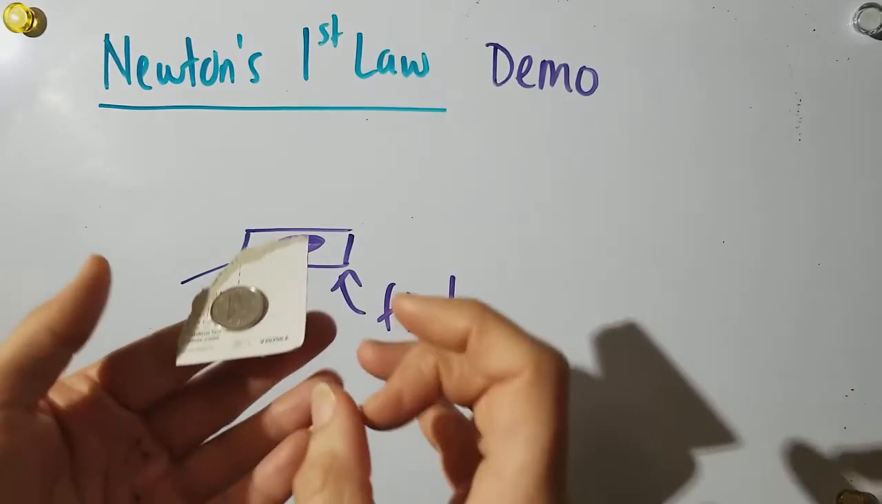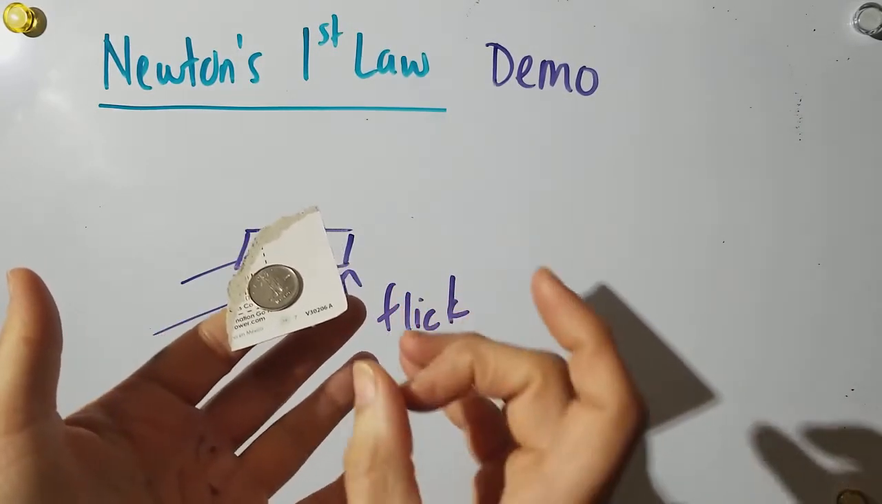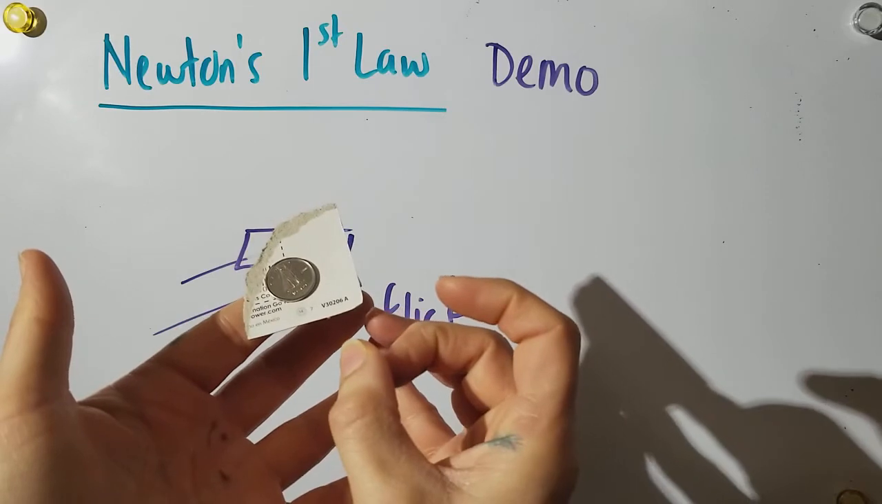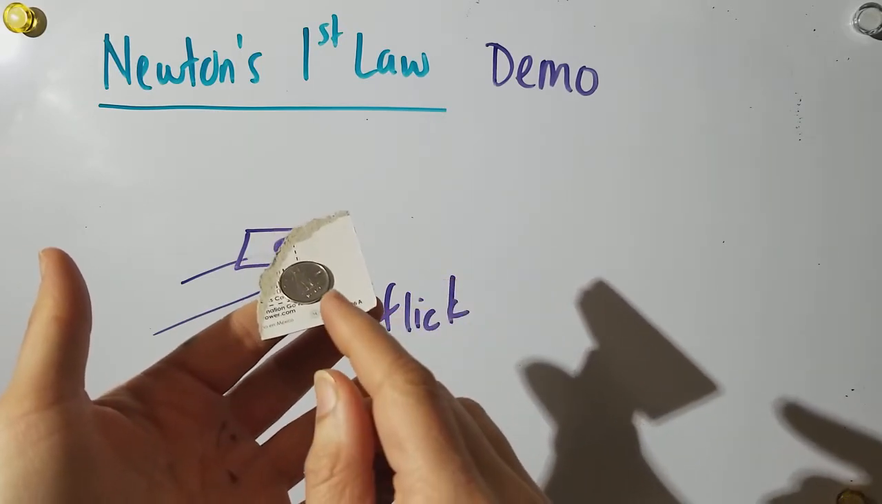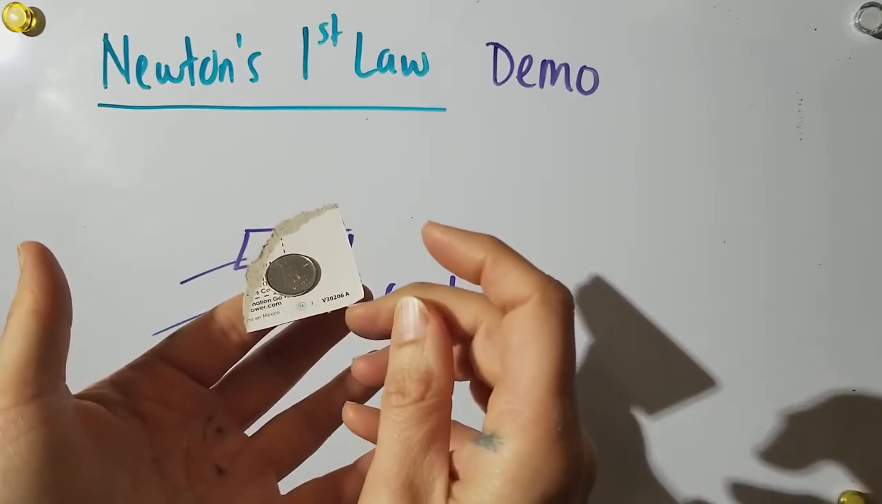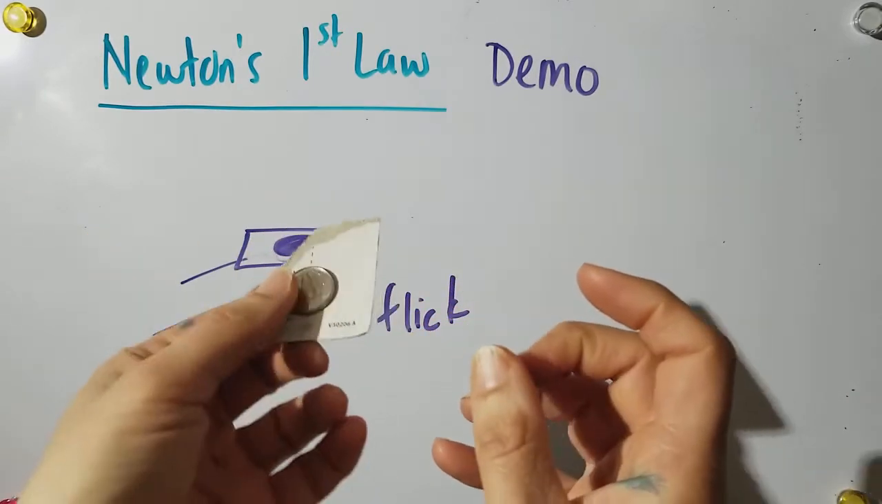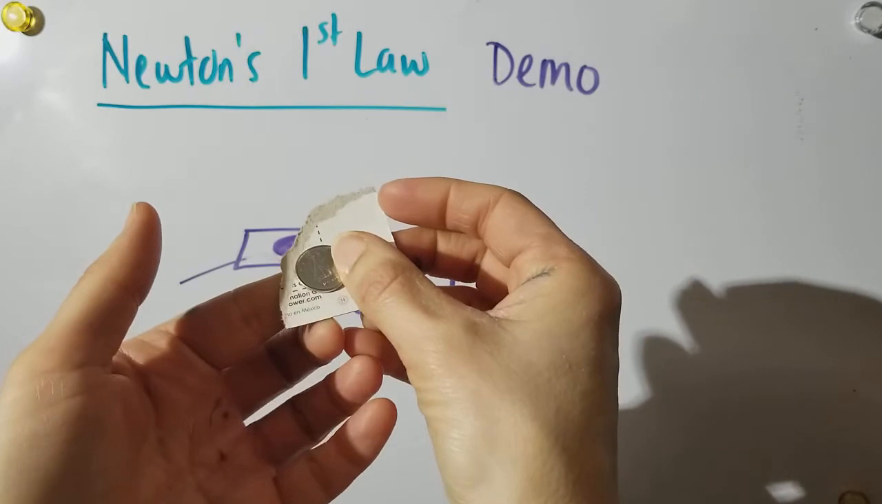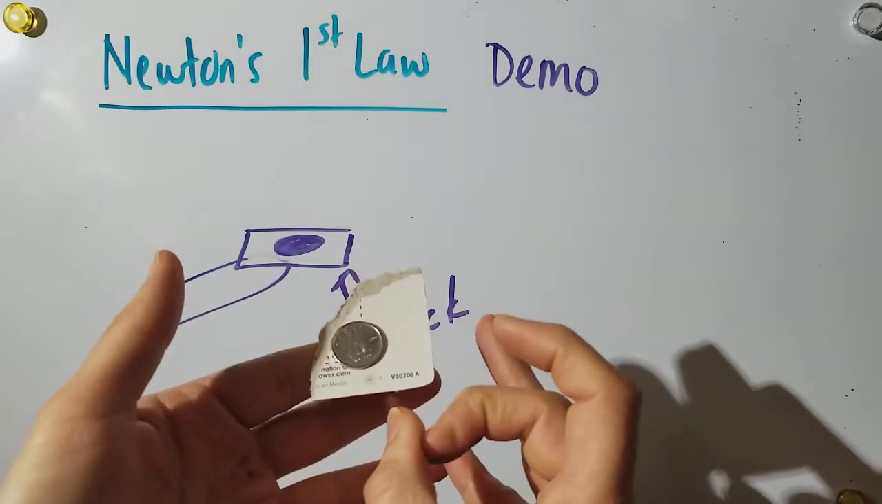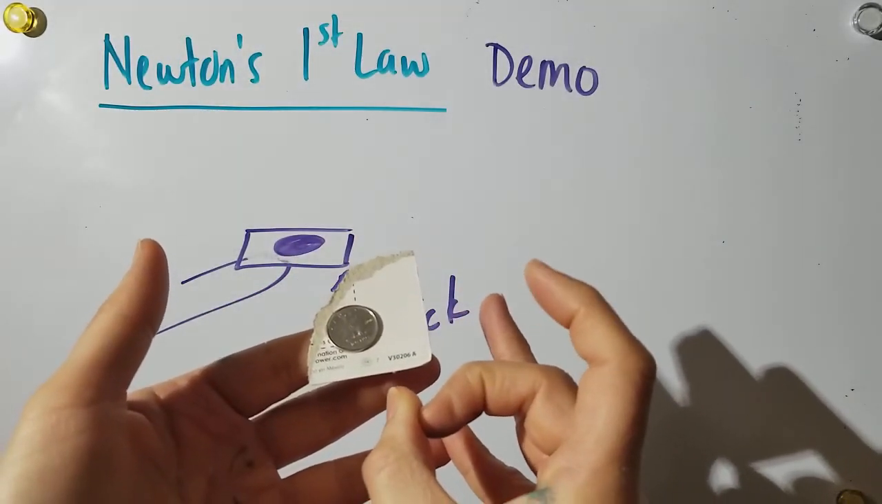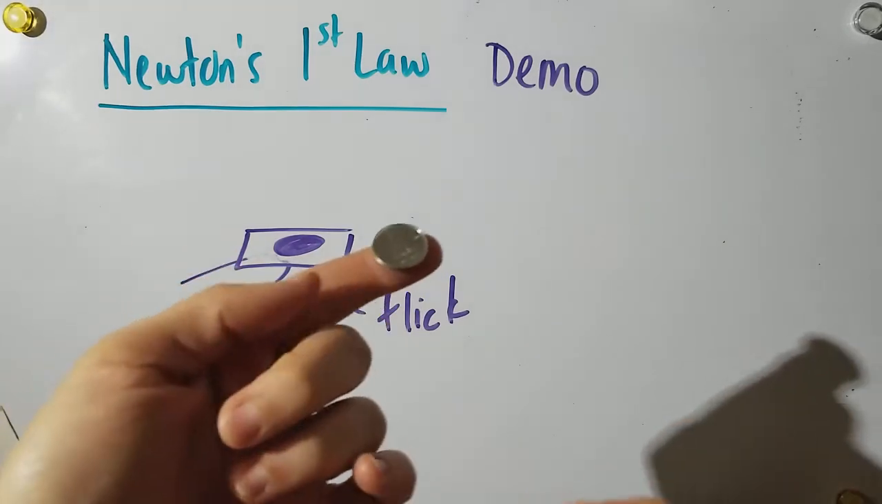So what you want to do is flick, and you need to flick at just the right angle so you apply the force only to the paper. I've practiced this a couple times, not on video, and we'll see if I can do it on the first time or if I have to do it a couple times. So here we go. What's going to happen? I wonder. Well, I did it.